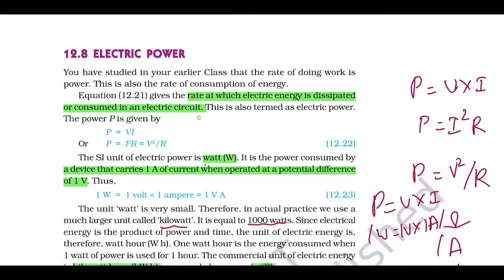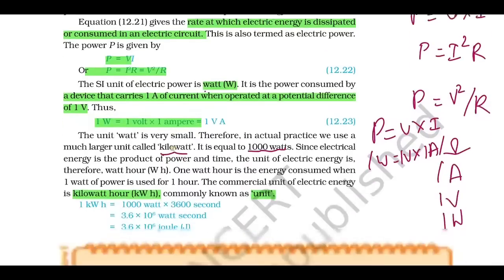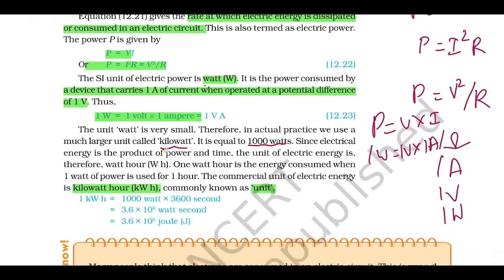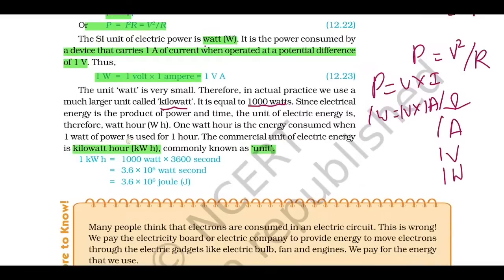And also the concept of electric power. Different ways by which you can express the power are P equals V into I, P equals I square R, and P equals V square by R. What is 1 kilowatt? 1 kilowatt is 1000 watts. And what is the commercial unit of power? It is kilowatt hour. Commercially it is commonly known as unit.